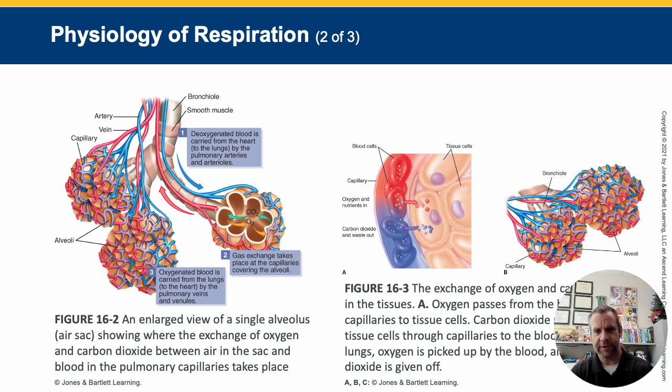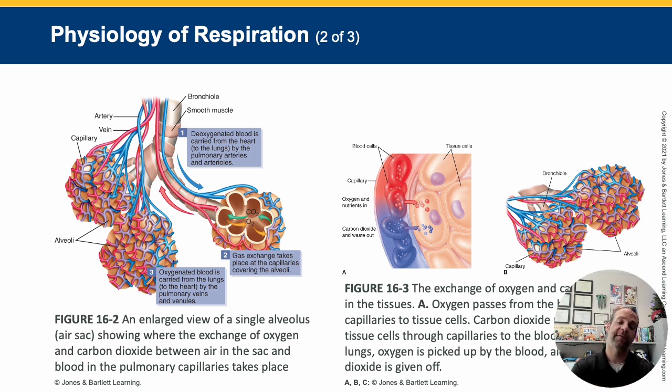In 16-2, we're going to zoom into a single alveolus, the tiny air sac where the actual gas exchange is occurring. Oxygen from inhaled air diffuses across a thin alveolar membrane into the pulmonary capillaries, where it binds to the hemoglobin in the red blood cells. At the same time, carbon dioxide, a waste product of cellular metabolism, travels in the opposite direction, moving from the bloodstream into the alveolus to be exhaled.